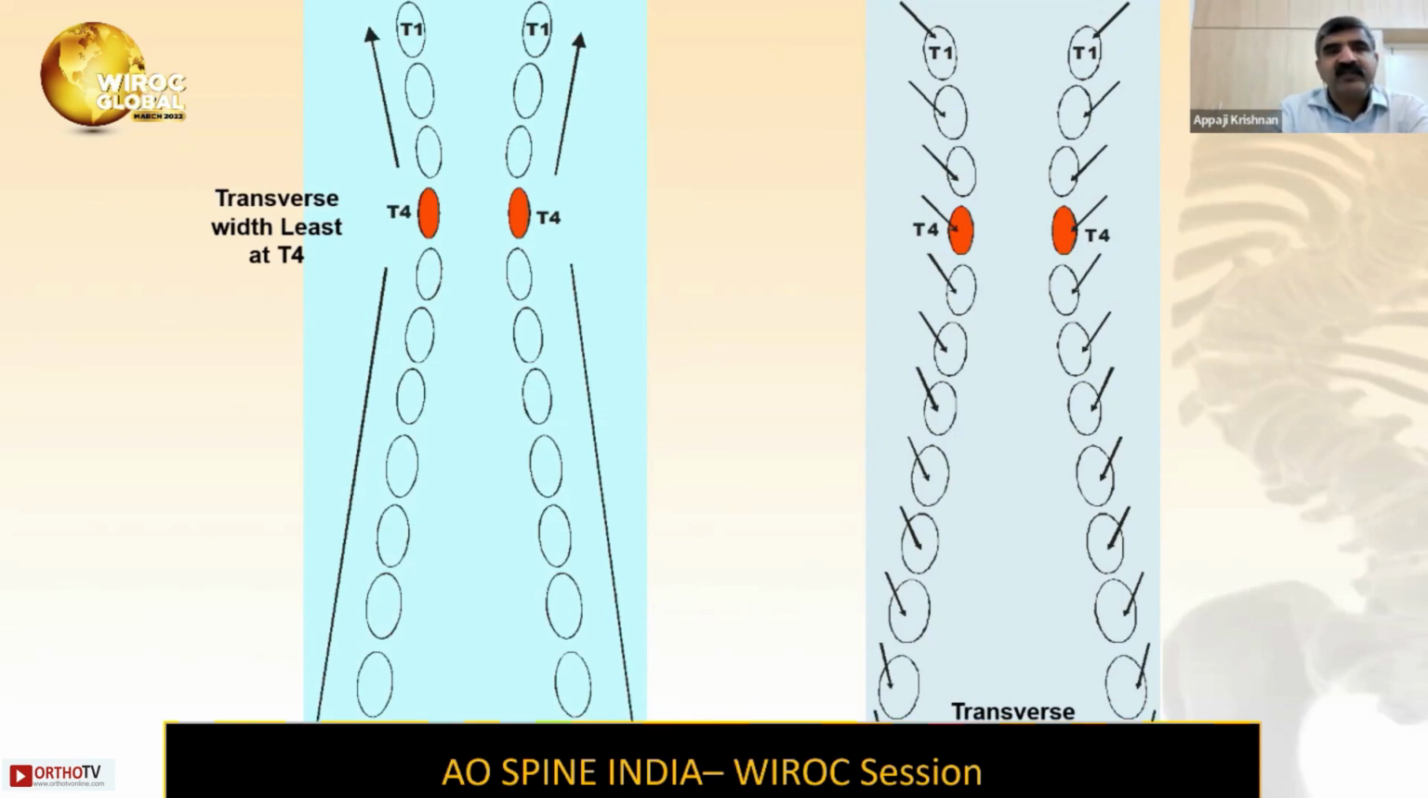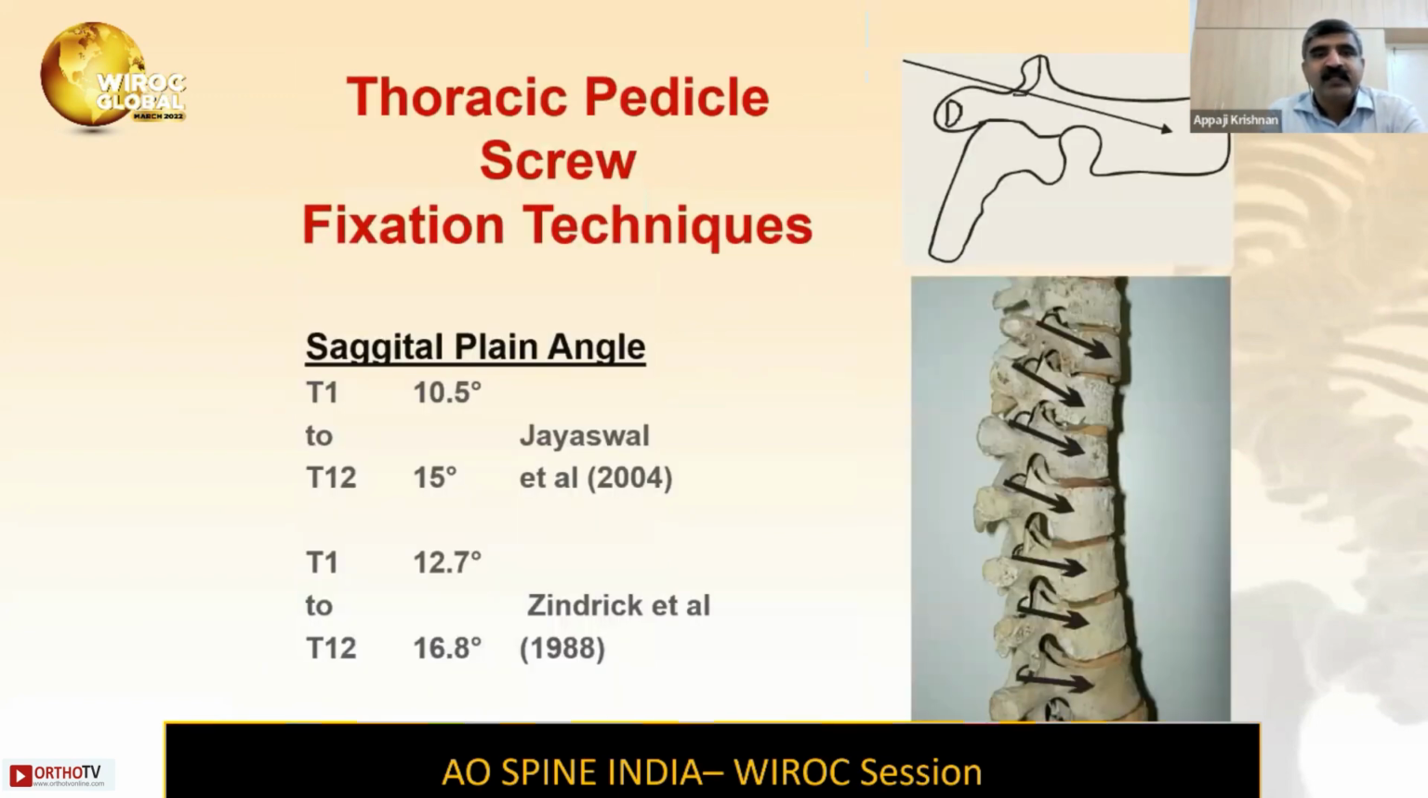We should be aware that the transverse width is the least at T4 and the widest at T12. As we go up from T4, T3, T2 and T1 are wider and easier to insert, and the angle of insertion is much wider, that's nearly 25 degrees. The thoracic pedicle screw fixation techniques, there are 2 techniques. One is an anatomical insertion technique described by Xu et al. And then the direct insertion technique described by Lenke et al.